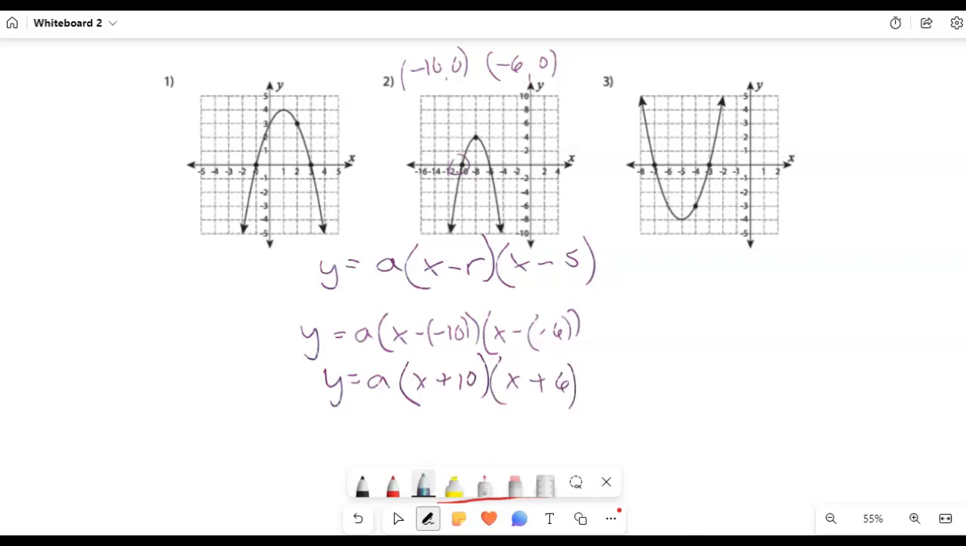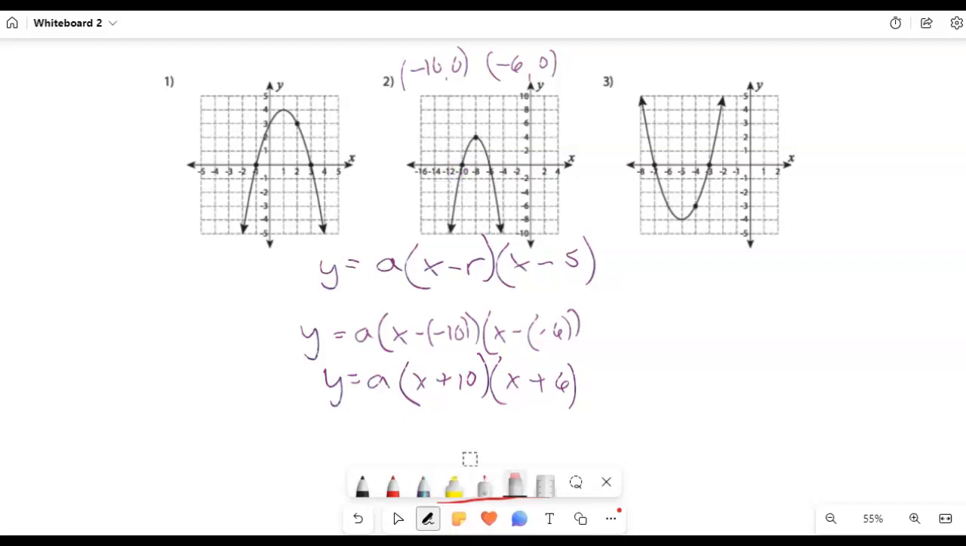And you can check that that works because x plus 10 equals 0 gives us x equals -10, and that is our x-intercept there. All right, so let's take a look then at finding a. So now we have the equation. That's what we wanted, but now we need to find a.